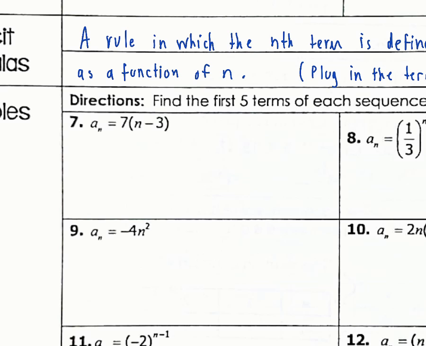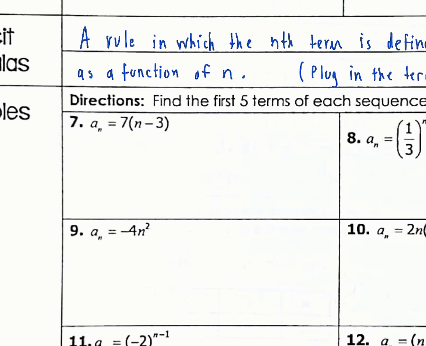Explicit rule is a rule in which the nth term is defined as a function of n. Blah, blah, blah, right? Here's what that means. If I want to find the 5th term, guess what I get to do? Plug in 5.